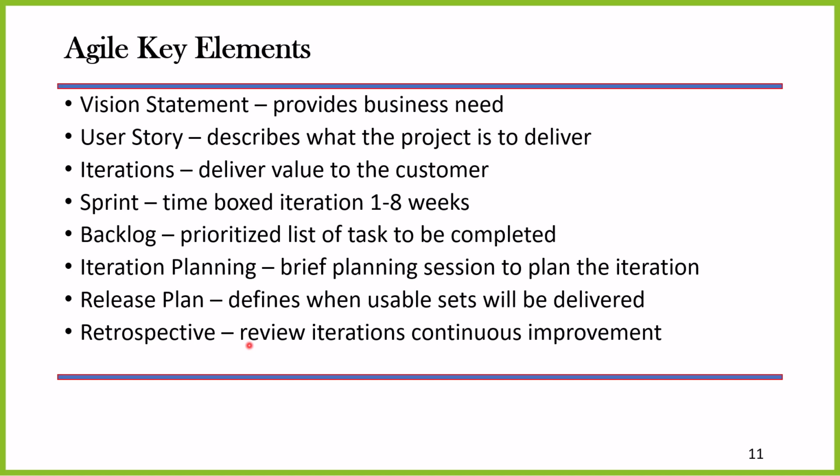Then we have what's called a release plan. The release plan defines when usable sets will be delivered. In other words, we're laying out the project and we're declaring and defining when we will be releasing certain attributes to the customer. And then we have that retrospective that I mentioned earlier. We review the iterations and we're looking at really continuous improvement, lessons learned. What can I do better the next time in the next iteration? And that's what we're going to be basically looking at in that case.